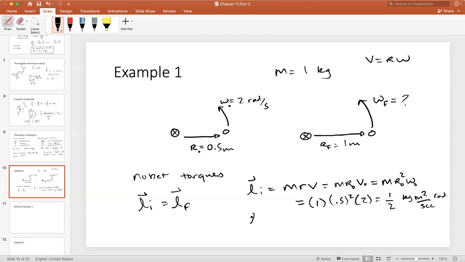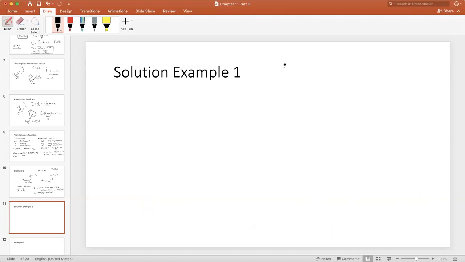Now, what is L final? Well, L final is m r final v final, or m R final squared omega final. And now what we can do, using this, we can solve for omega final, and we'll do that on the next slide. So just remember that L initial was 1/2 kilogram meters squared over seconds.